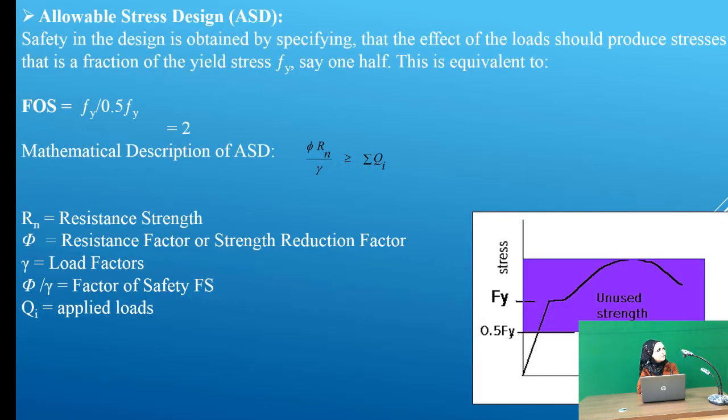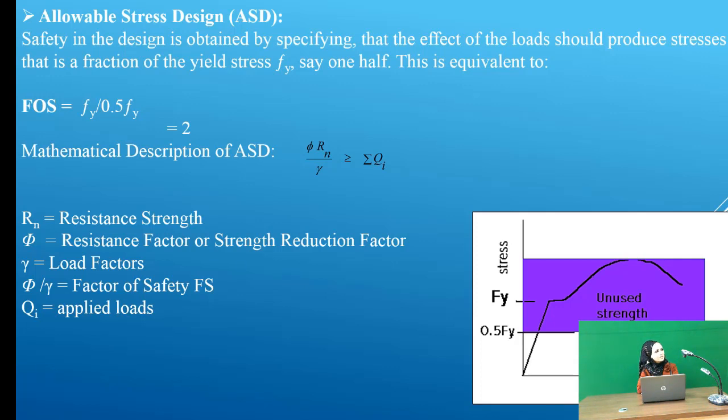The first design method, allowable stress design method. Safety in the design is obtained by specifying that the effect of load should reduce stresses to a fraction of the yield stress Fy, say 1/2. This is equivalent to a factor of safety of FS equal to Fy over 0.5 Fy equal to 2. So the factor of safety in allowable stress design is equal to 2.